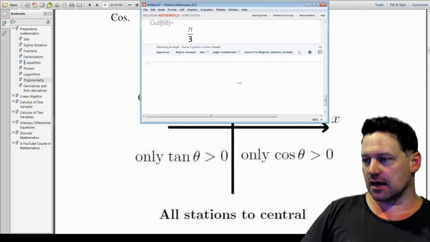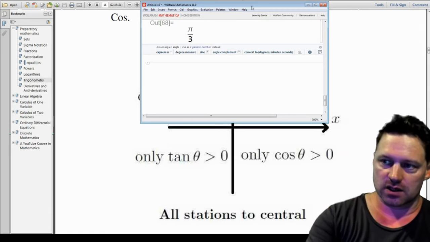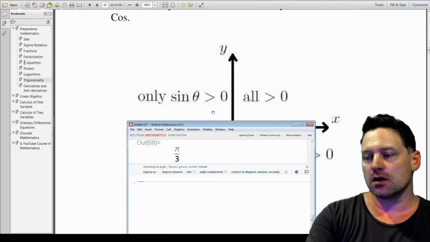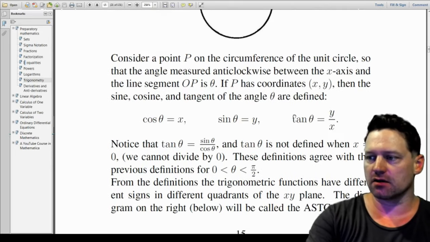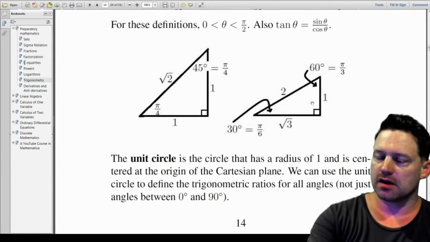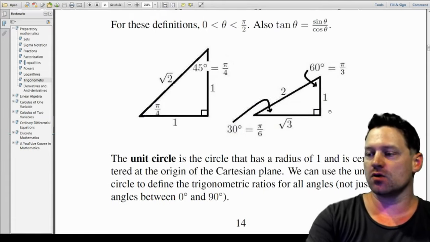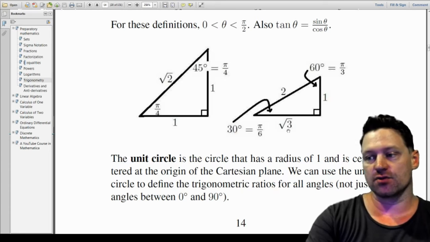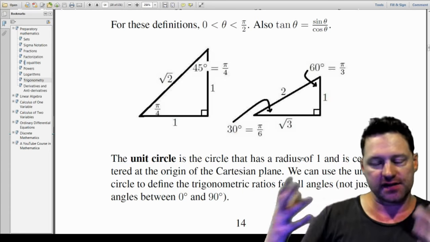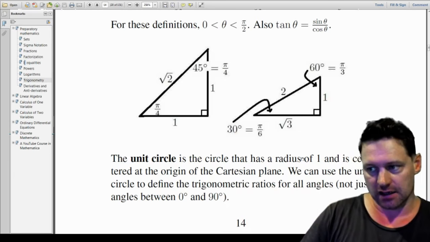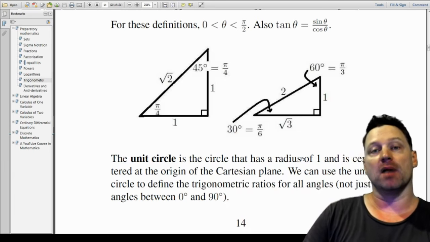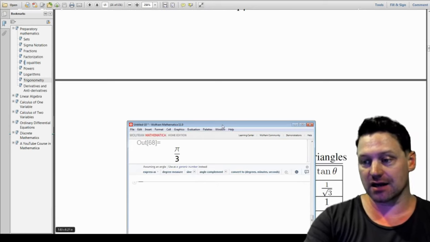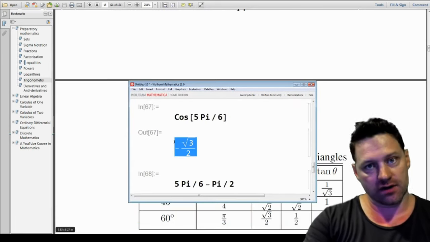Okay, so given that that's pi on 6, and I know that it's going to be negative because cos is negative in this quadrant, I go back and think about this special triangle, which was up here, this one. I'm thinking of the cosine of pi on 6, which is root 3 on 2. Now I know that that's root 3 on 2, but I also know that it should be negative. So that tells me that it should actually be minus root 3 on 2. And that's how I get that by hand, all right? And Mathematica agrees that that is minus root 3 on 2.